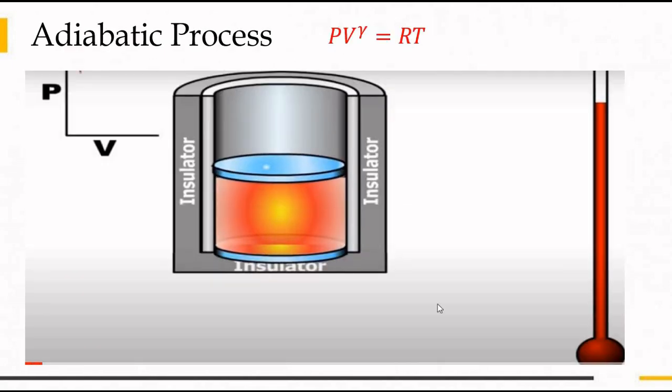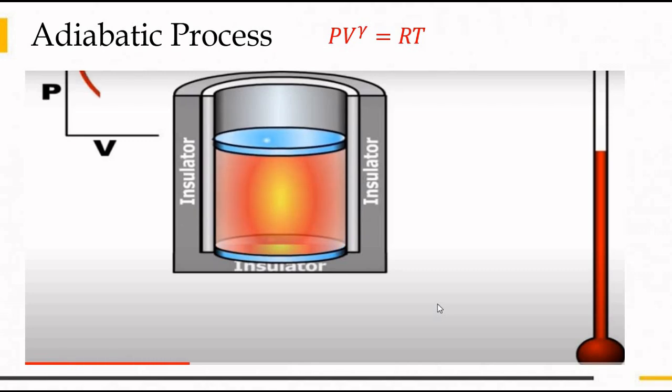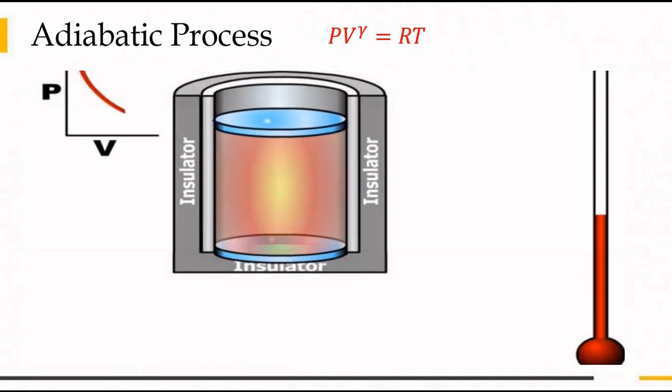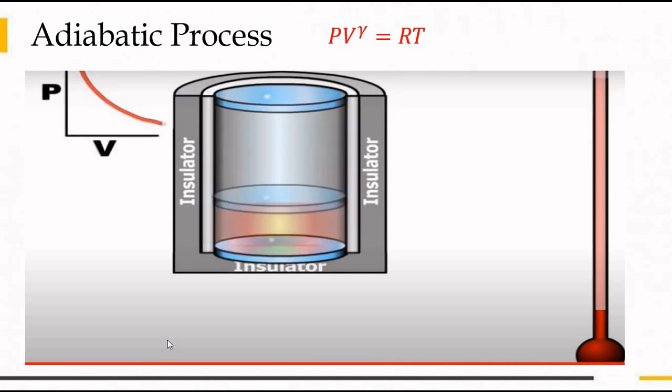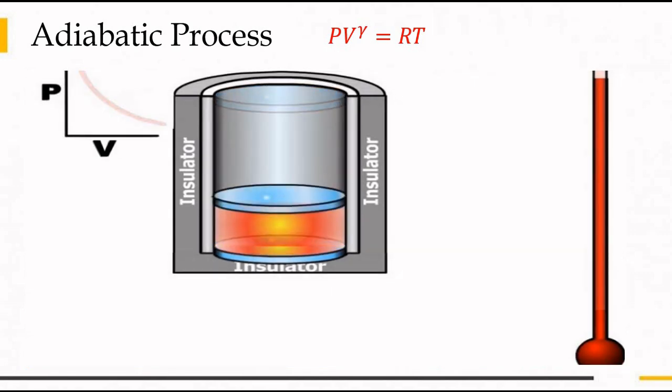This animation will help you understand adiabatic process. Here you can see that as the piston goes upwards, the volume increases, the pressure decreases, and the temperature falls down. In the next module, we will deal with the gas equations of isothermal and adiabatic processes in detail.